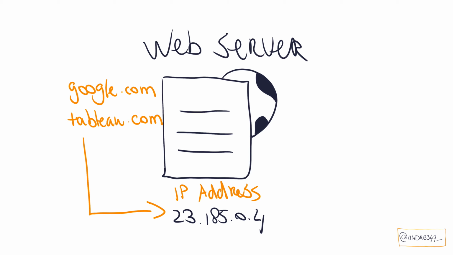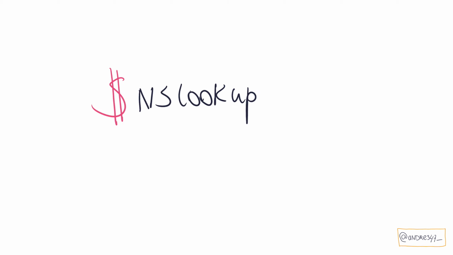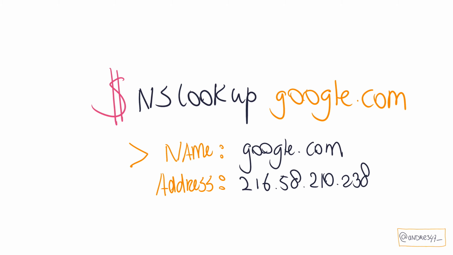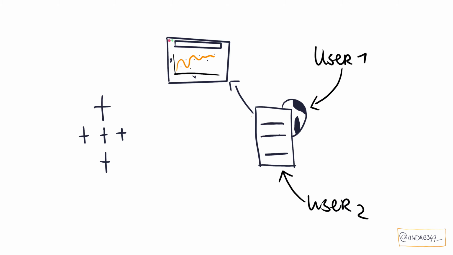Just a little side note, if you want to know for a particular website what IP address they use, you can run this command in the terminal if you're using a Mac or if you're on Linux. For example, nslookup google.com, and you will get a response with the IP address. Now, let's go back to the diagram that we had.